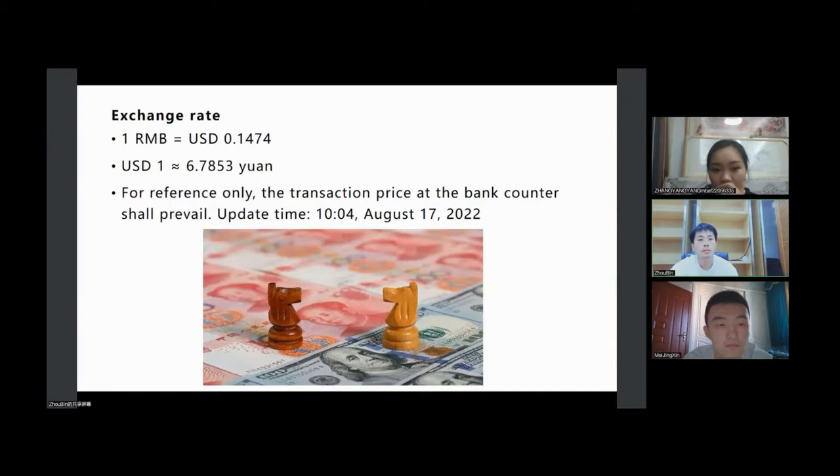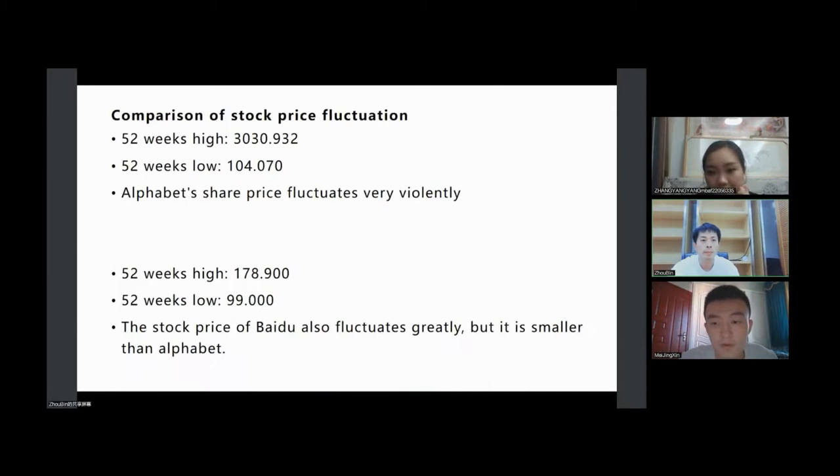Exchange rate: 1 RMB equals 0.1474 US dollar. 1 US dollar approximates 6.7853 yuan. For reference only; the transaction price at the bank counter shall prevail after the time 10:04, August 17th, 2022. Next, Mei Jingxin, please.